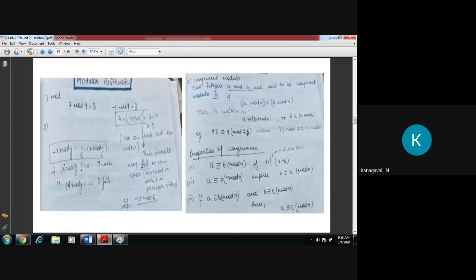Then note down these properties of congruence, right? Properties of congruence. A is congruent to B mod n if n divides A minus B, right? Then the same thing, A congruent to B mod n implies B congruent to A mod n. Write these three properties, then take your input and check, right? If you have any doubt, please ask in your next class.